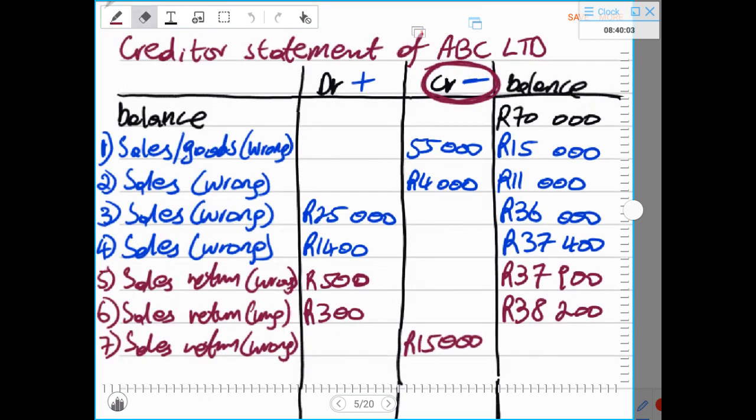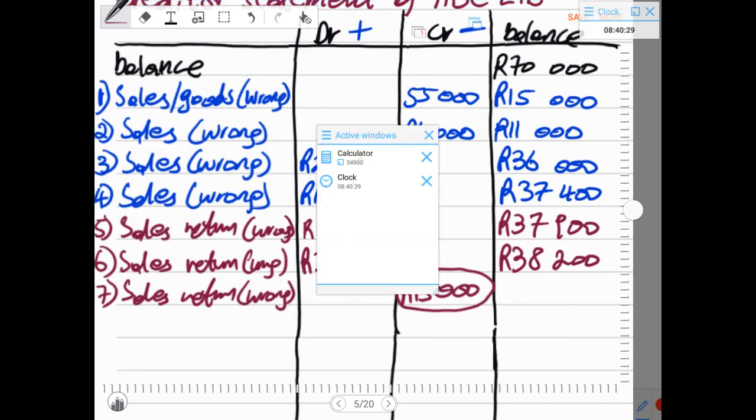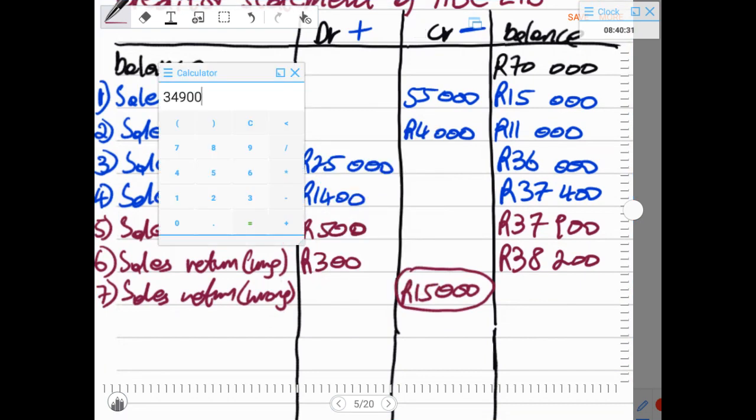Now, by recording an overstated amount of the return on the credit side, it will always understate the balance. So the balance will be understated because we would have reduced the balance too much than it was supposed to be. So let us check and confirm that.